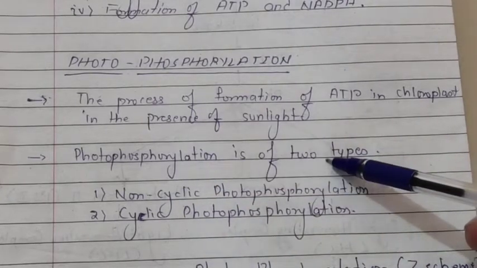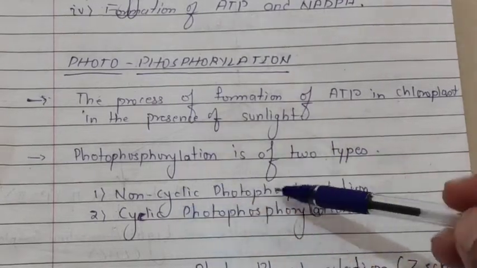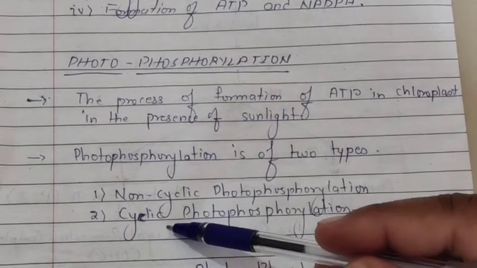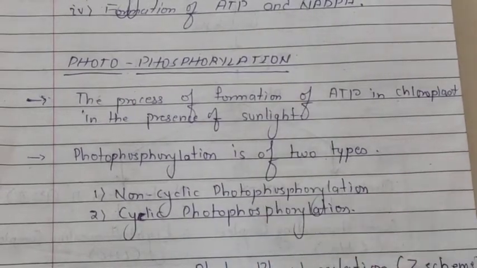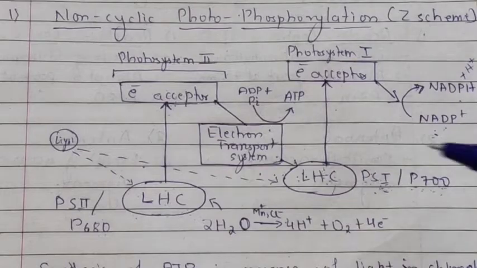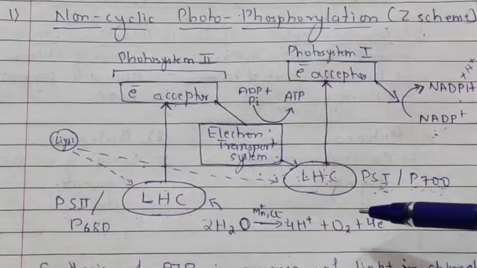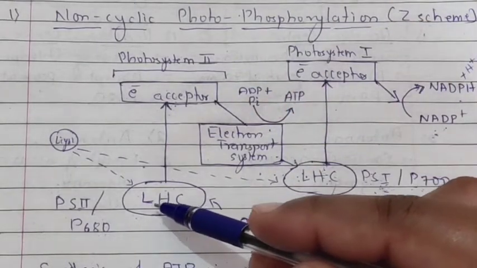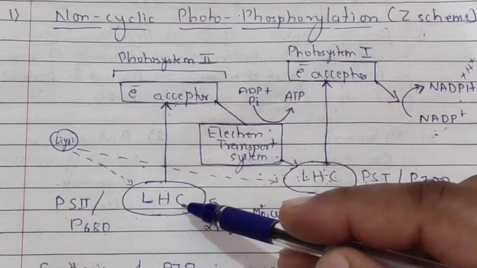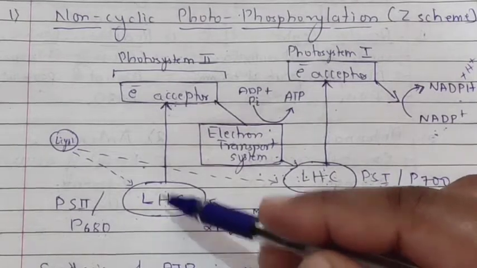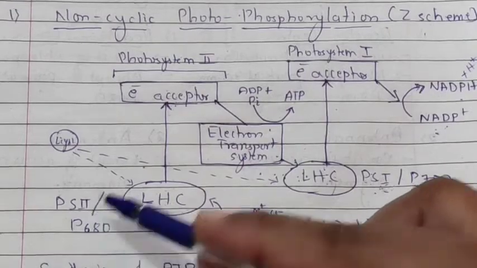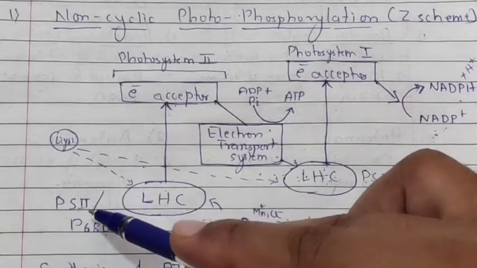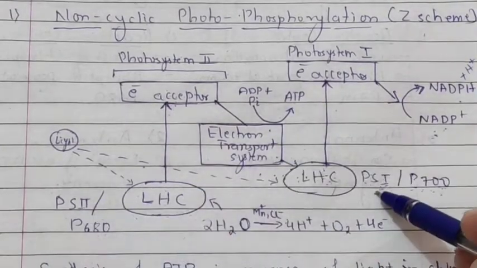Now, photophosphorylation is of two types, namely non-cyclic photophosphorylation and cyclic photophosphorylation. Now let us have a look at the non-cyclic photophosphorylation. Here you can see LHC, that is light harvesting complex, and this light harvesting complex is present in the photosystem. Here you can see both photosystems are present, photosystem 2 and photosystem 1.